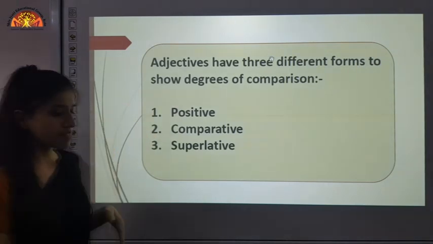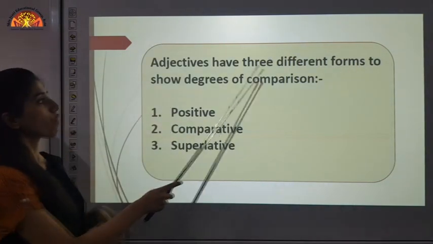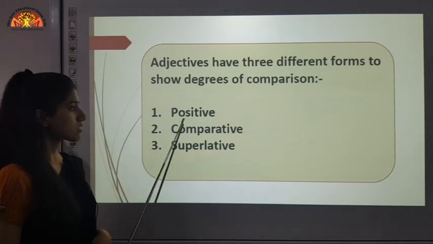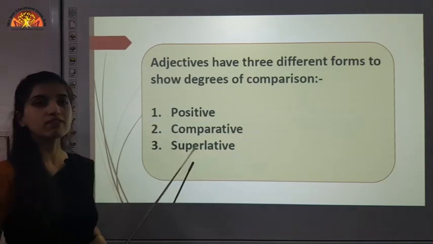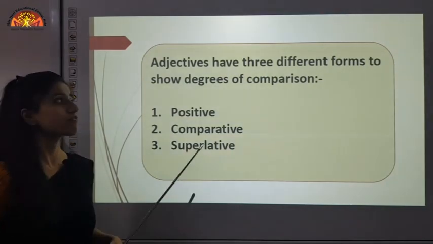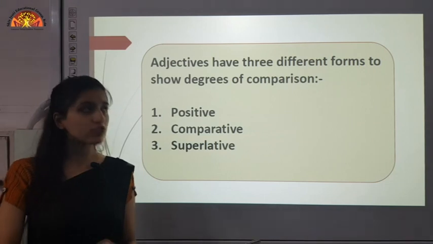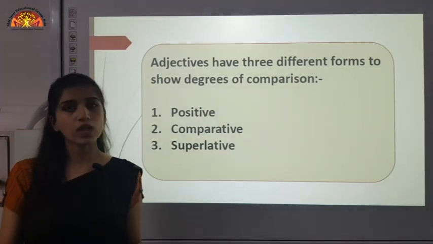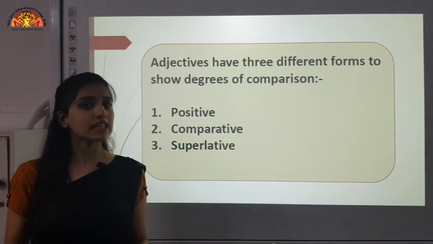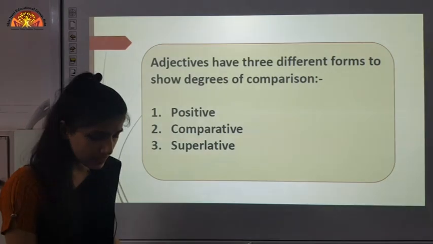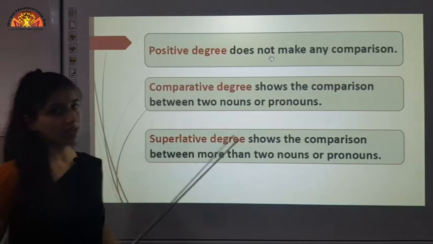Adjectives have three different forms to show degrees of comparison: first, positive; second, comparative; and third, superlative. So, we have three different forms of showing the comparison of adjectives of quality, that is, qualitative adjectives. What are these three degrees? Positive, comparative, and superlative. Let's see what they are.